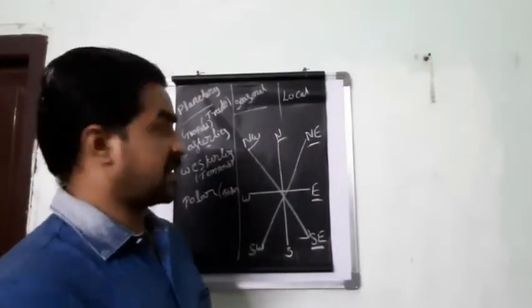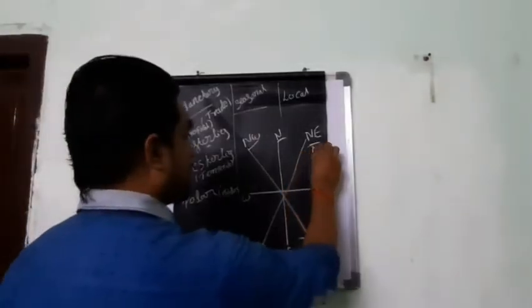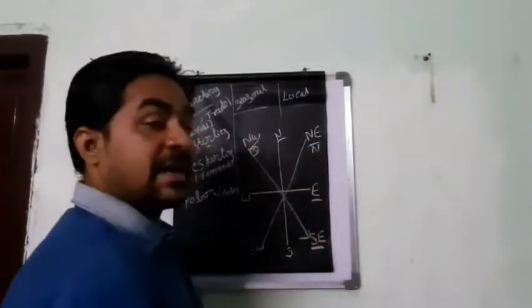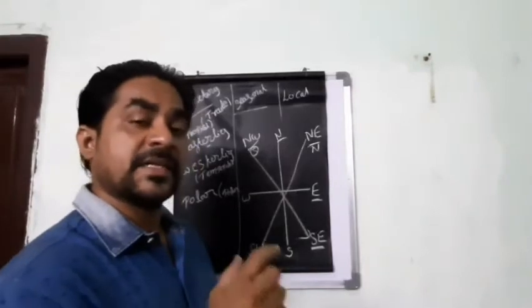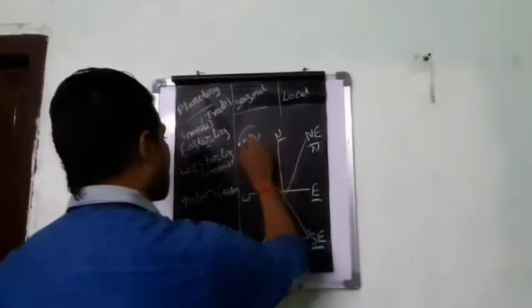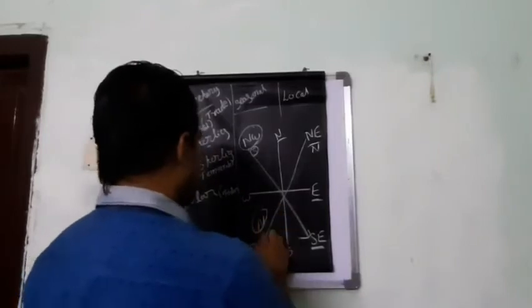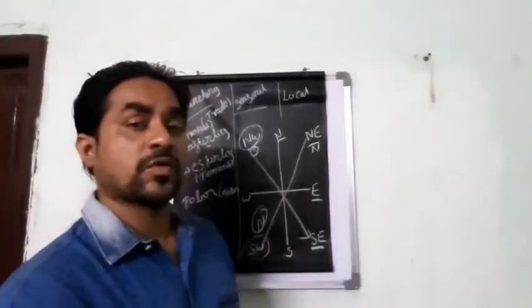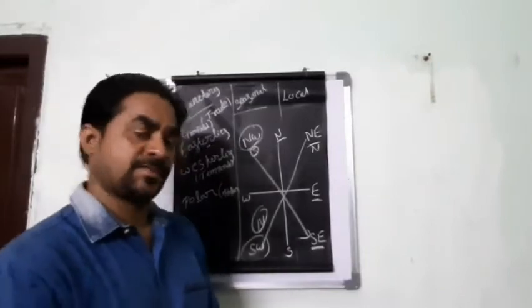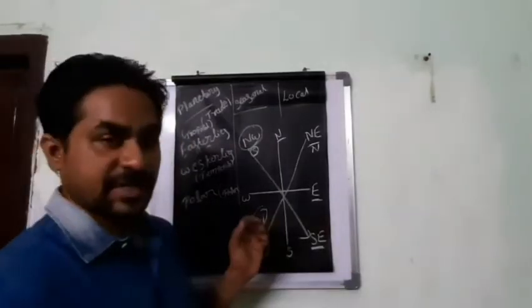In the southern side, it is different. This is called the northern side, and this is called the southern side. In the southern hemisphere, these winds blow in the direction of northwest. In the northern side, they blow in the direction of southwest. So that is called westerlies.